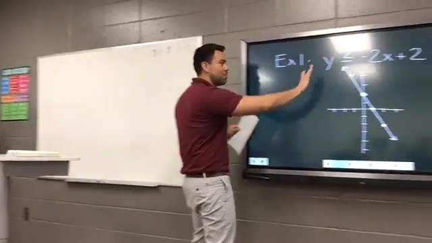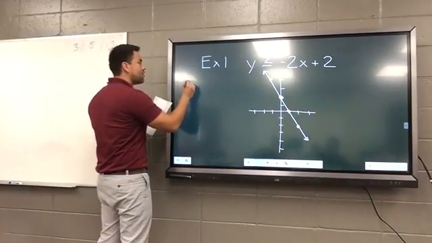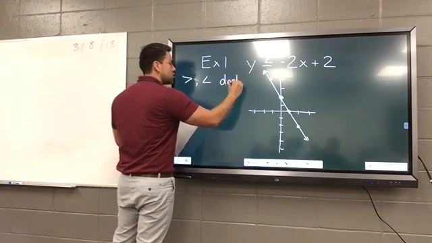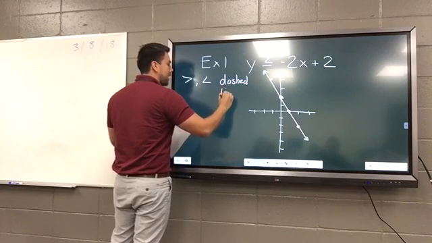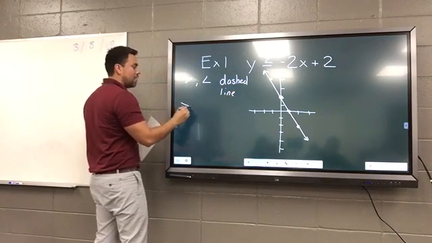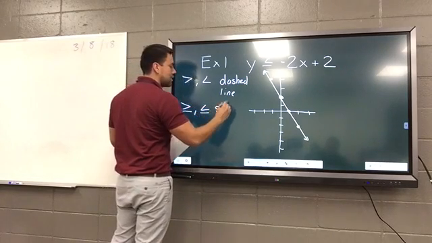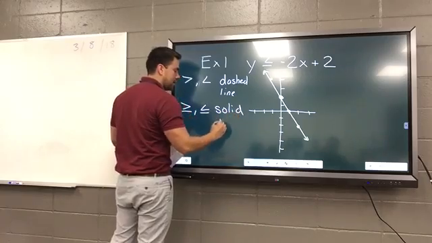Okay, so I'm going to put a little note before I finish this up. If you have greater than or less than, that's what we call a dashed line. That's the type of line you're going to shade in. If you have a greater than or equal to or a less than or equal to, that is a solid line. You guys see what I'm saying here?